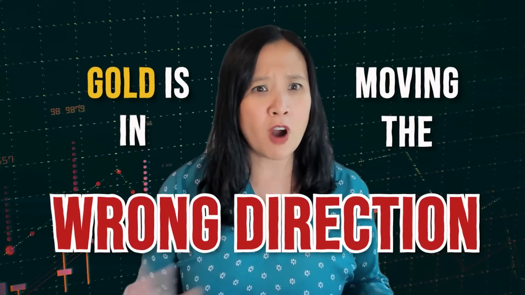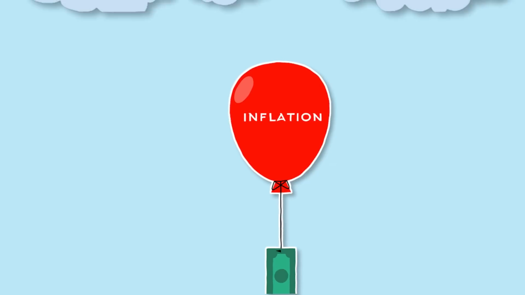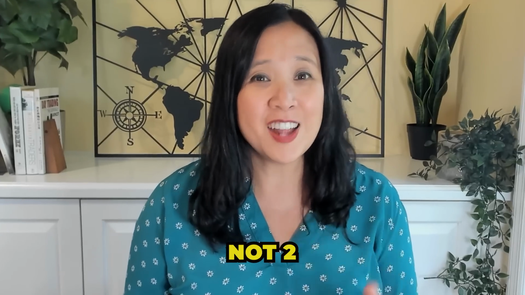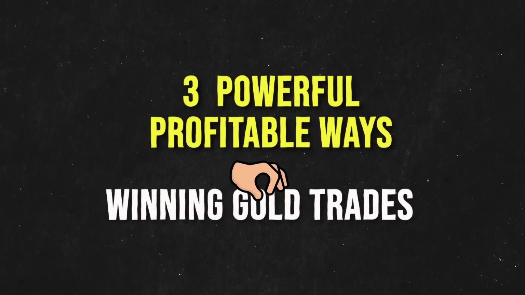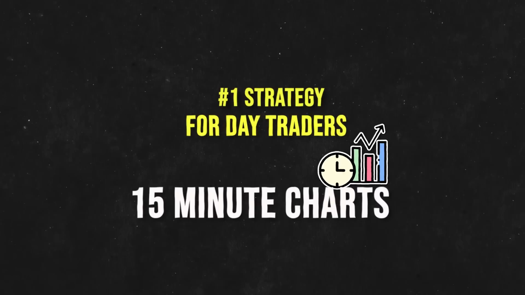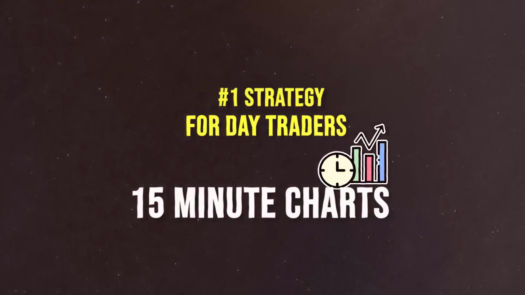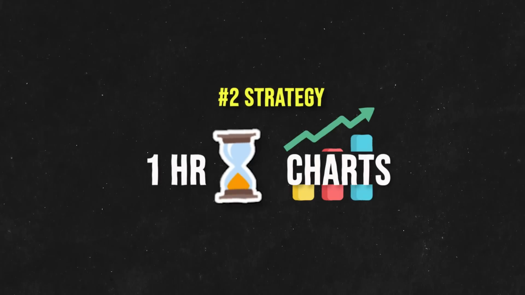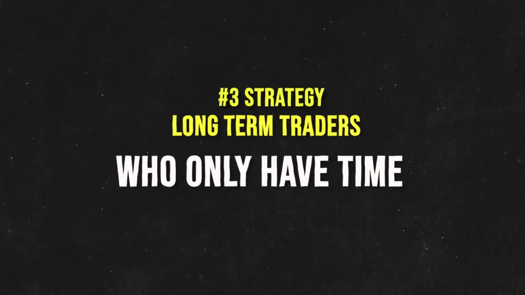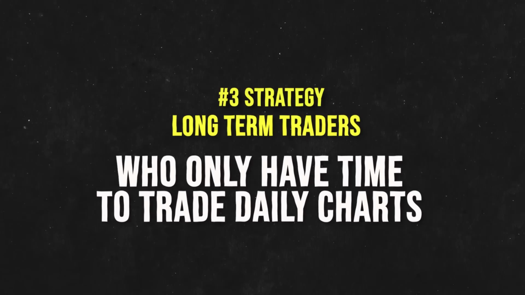Gold is moving in the wrong direction, falling as global growth slows and inflation remains high. In this video, I'm going to show you not one, not two, but 3 powerful, profitable ways to pick winning gold trades. The first strategy is for day traders, and it uses 15-minute charts to pick tops and bottoms in gold. The second strategy is my personal favorite, and it trades off 1-hour charts. And the third strategy is for longer-term traders who will only have time for trading off daily charts.